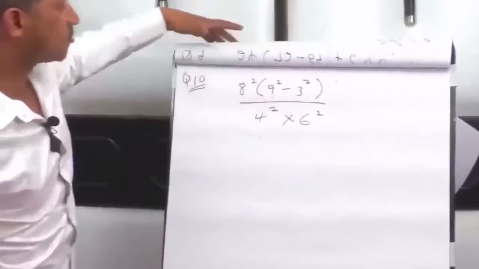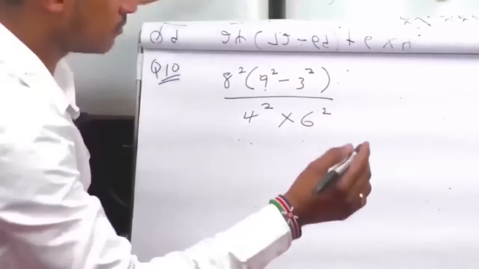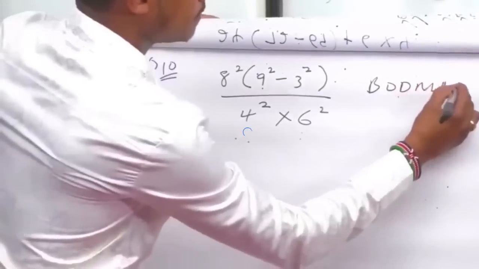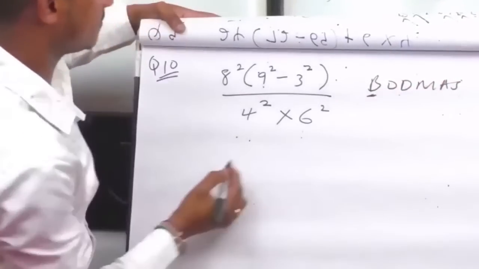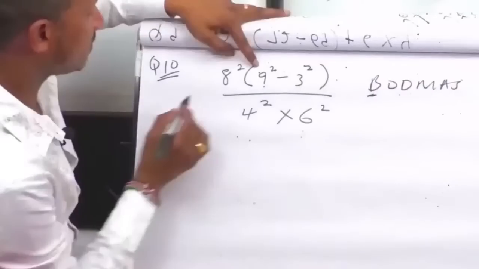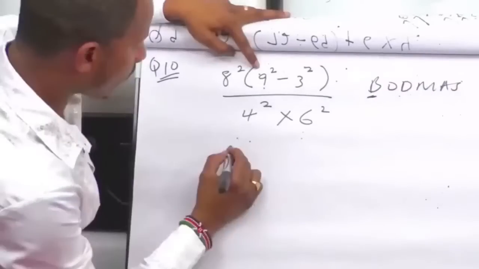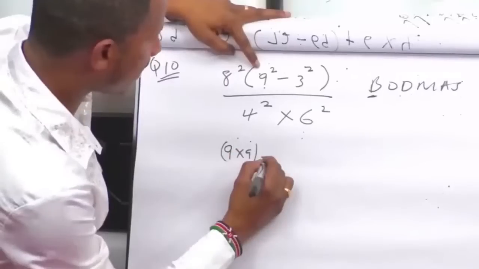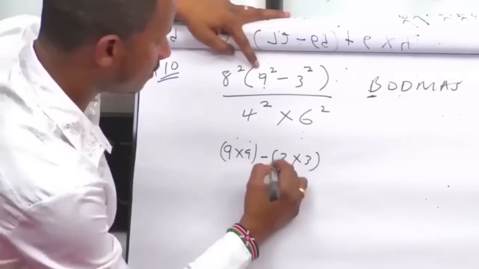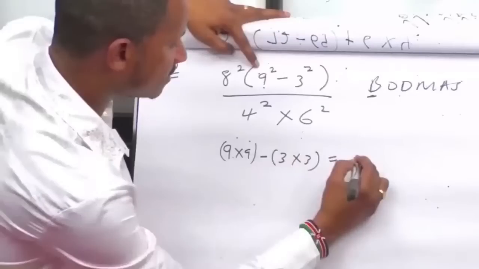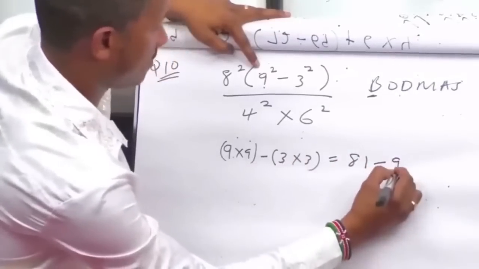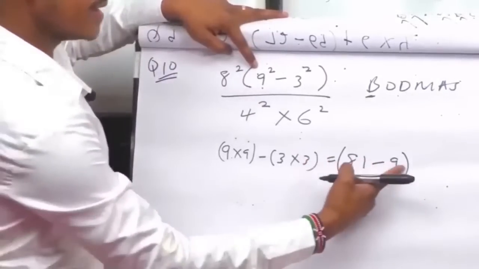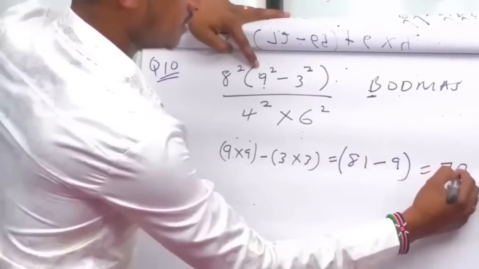This is simply asking us to simplify. As usual, BODMAS. So in BODMAS, we have bracket. So what do we have in the bracket? We have 9 squared, which means 9 times 9, minus 3 times 3. 9 times 9 is 81, minus 3 times 3 is 9. So 81 minus 9 is 72.